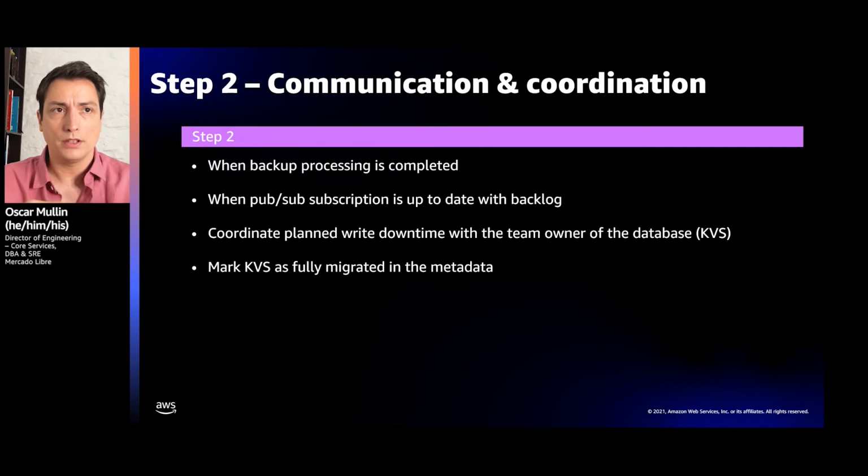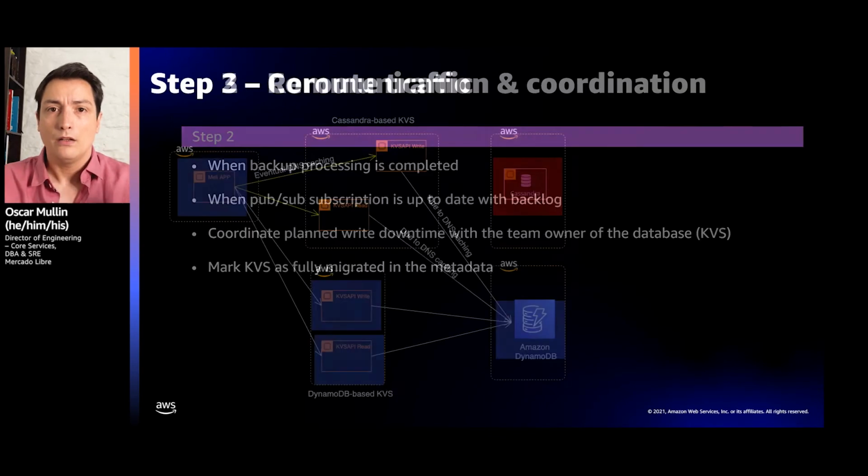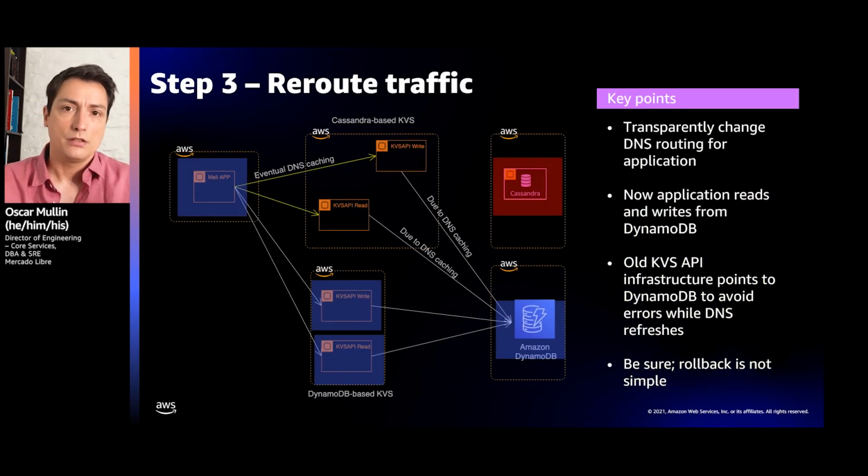When the backup process is complete and the pulse of subscription is almost up to date, we coordinated with the team 5 to 10 minutes of planned write downtime at night, and we marked the KVS as fully migrated in the metadata. That, in the end, would trigger a DNS routing change, so the API or the Meli application was no longer talking at all with the Cassandra-based KVS API, and it was only talking to the Dynamo-based KVS API, so all reads and writes are going directly to Dynamo.